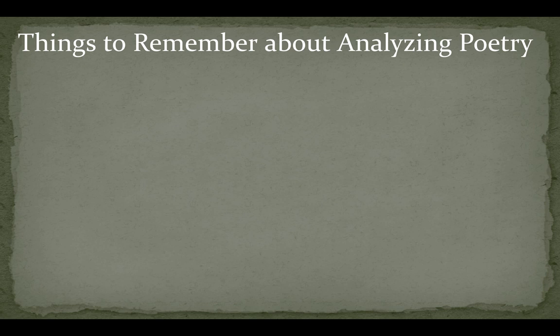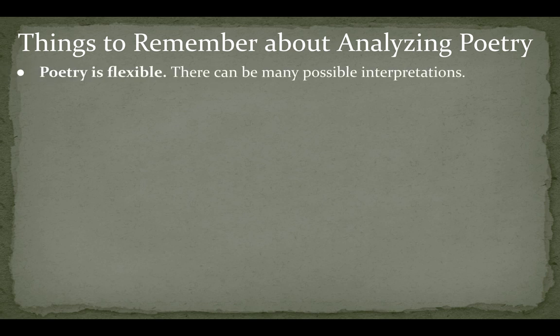All right, so let's start out with some basic poetry analysis tips. We'll get into the specifics on a sonnet in a minute, but let's just talk about some basics. Some stuff to remember. Poetry is flexible. That means that there can be many possible interpretations. Yes, we talk about the correct interpretation, or the accepted interpretation, but ultimately poetry is subjective. So it is open to your interpretation as well as all the official ones. So make sure you remember that.